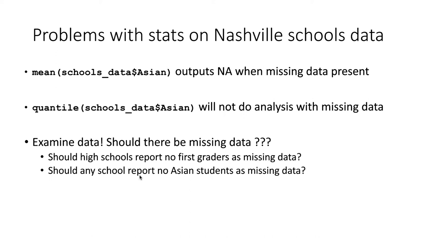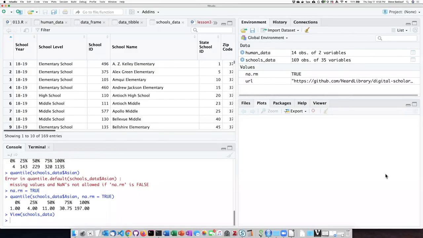On the other hand, if we report that schools have no Asian students, does it mean that those schools in general can't have Asian students? I think that is not true. What it means instead is that there are actually zero Asian students in that school. So in that case, the empty cells should not be empty. They should actually probably have zeros in them instead. Let's take a look at the data and see what I'm talking about.